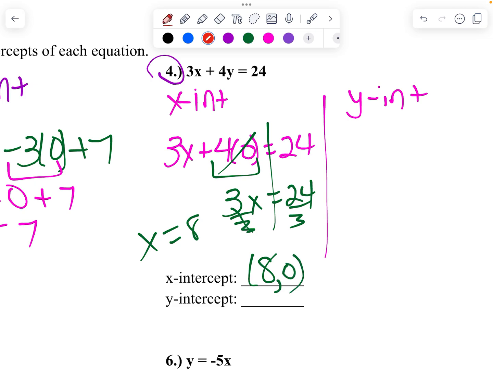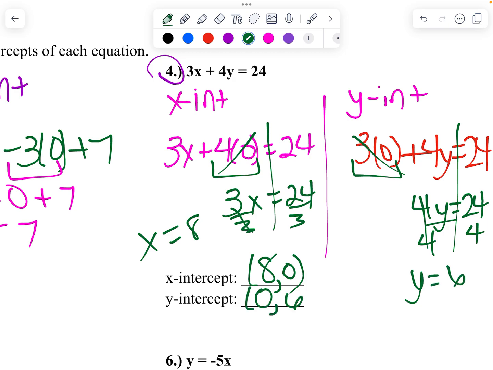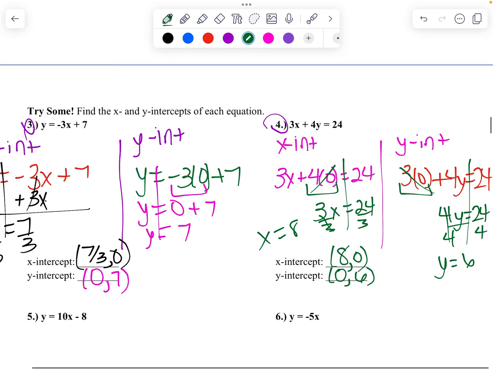On the other hand, for my y-intercept, I'm going to take my 3x. I'm going to take 3 times 0 plus 4y equals my 24. And now we're going to solve. 3 times 0 is 0, so we can just drop that. 4y equals 24. Divide both sides by 4, and I get y equals 6. So we'll have 0, 6 as our y-intercept.